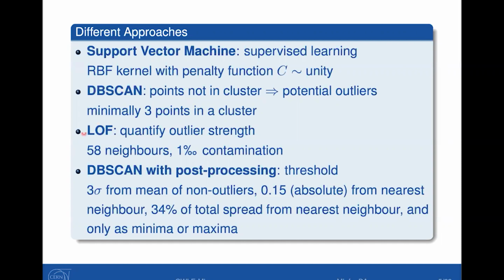And then we did some post-processing on DBScan as a last possibility, where we applied some, let's say, sanity checks, some thresholds. For example, we say that an anomaly can only lie at the minimum or the maximum of, let's say, the radial scan. If we have two clusters and there is an anomaly in between, well, that doesn't matter. We want the minimum or the maximum out.